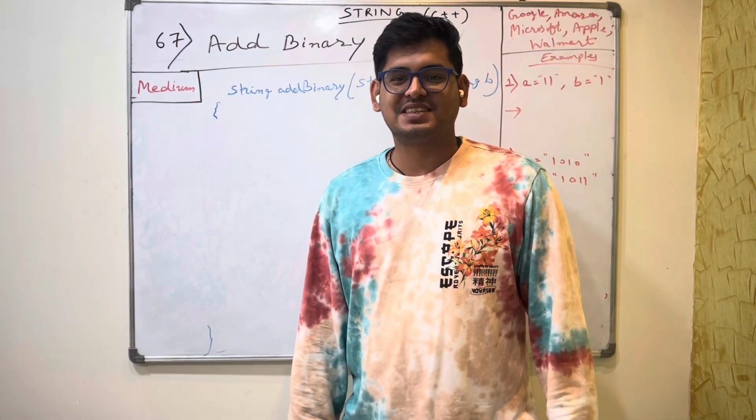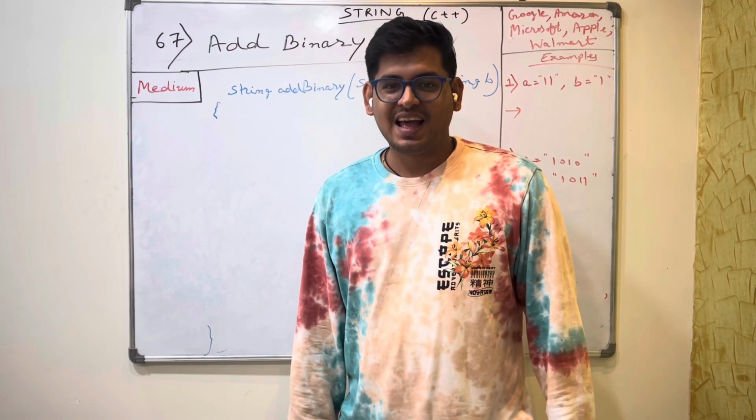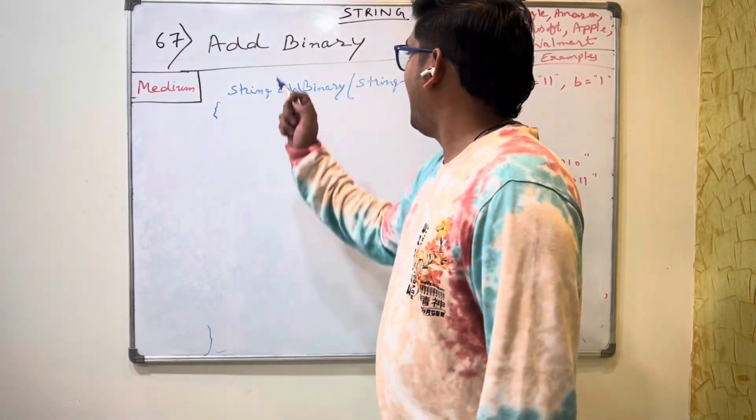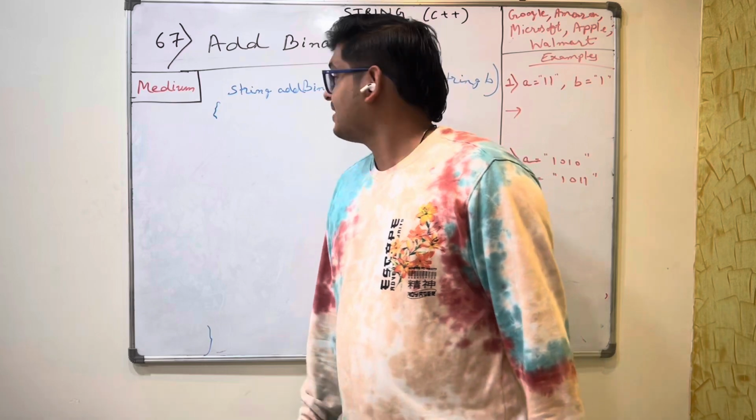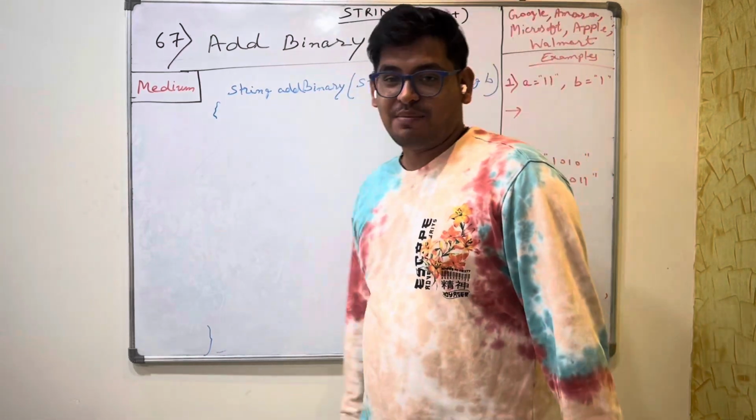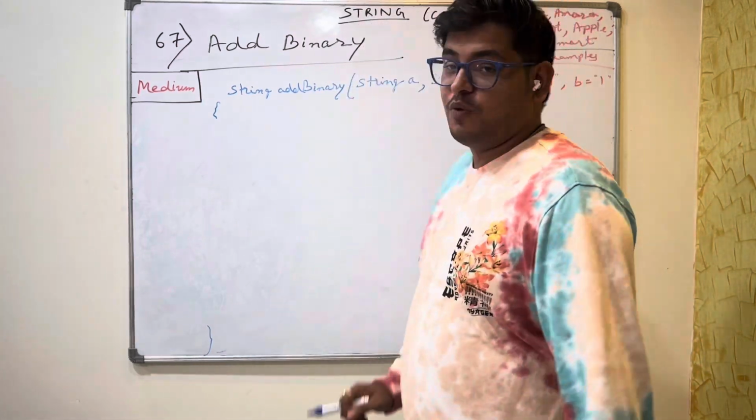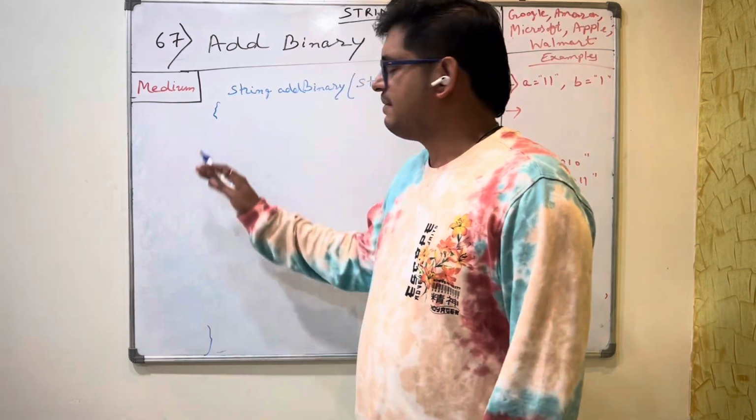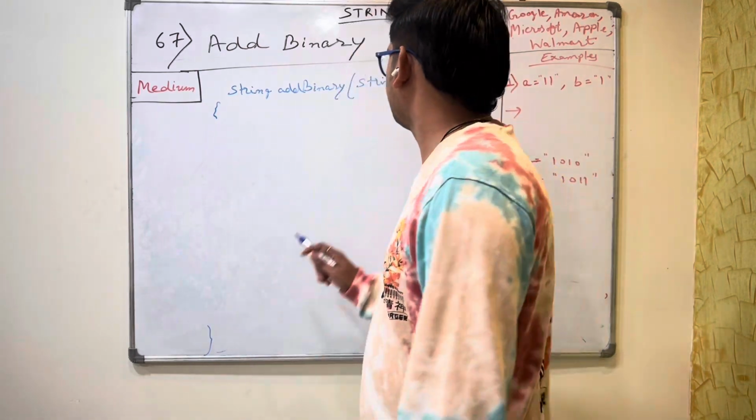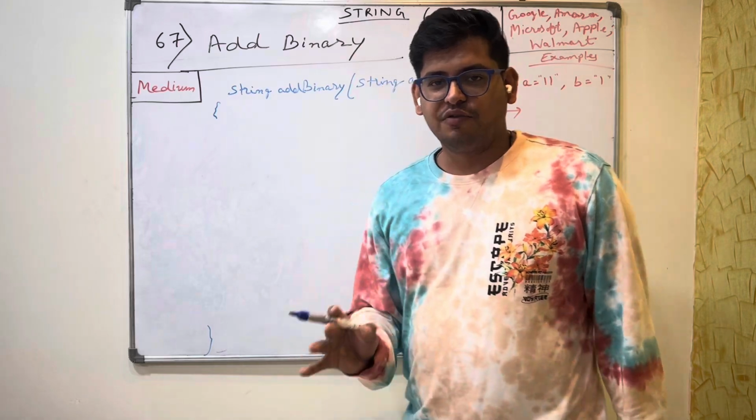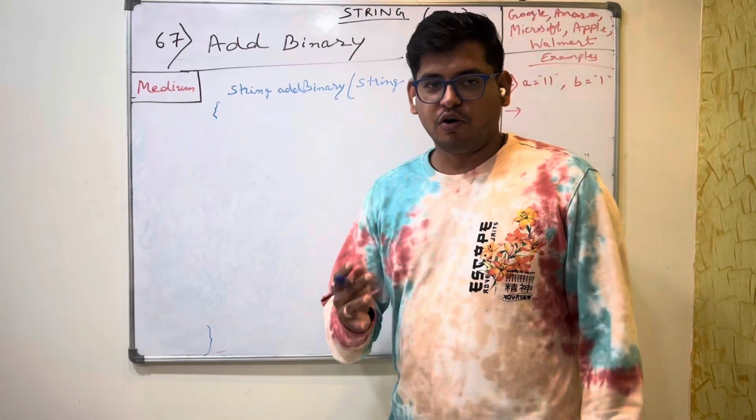Today we are going to solve the 67th question of the problem solving series and the 5th question of string: Add Binary. This question has been asked in Google, Amazon, Microsoft, Apple, Walmart and many other companies, and the difficulty level for this question is medium.